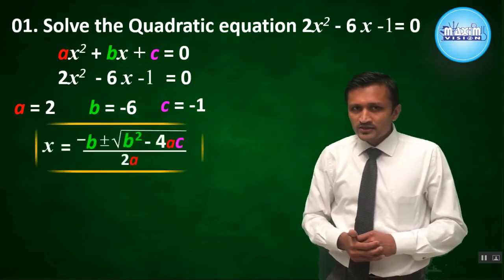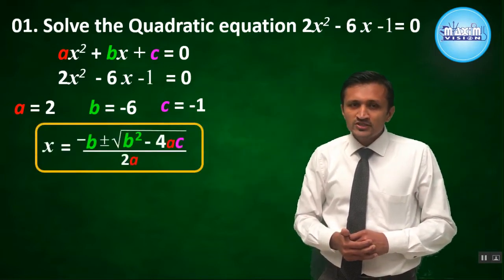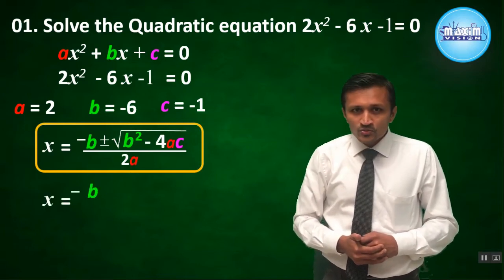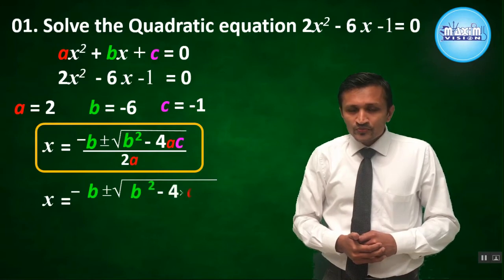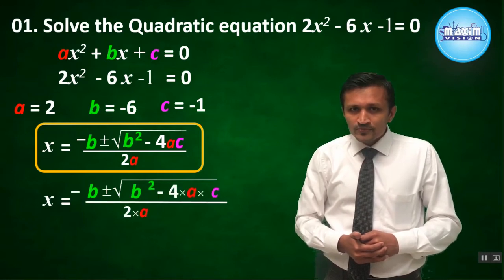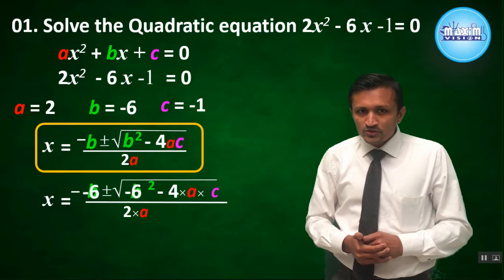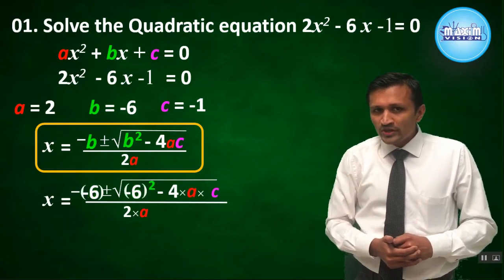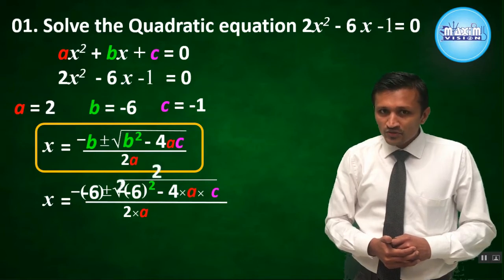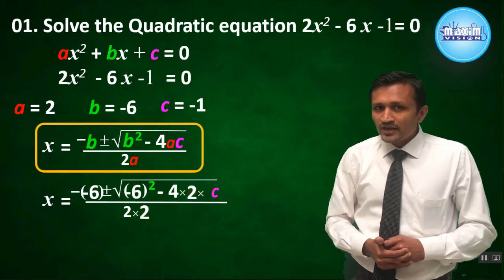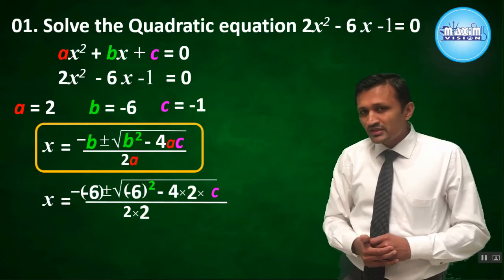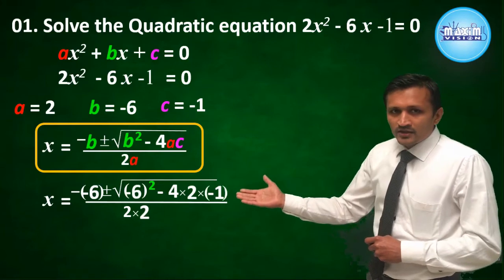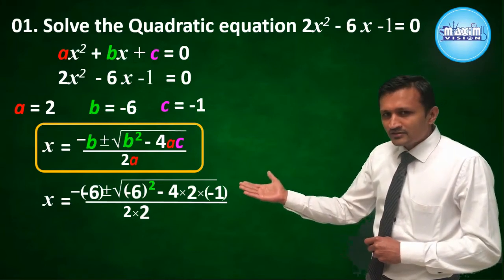The formula is x equals minus b plus or minus the square root of b squared minus 4ac, over 2a. Now we can substitute the values: b is minus 6, a equals 2 instead of a in the formula, and minus 1 for c in the formula this way. Very easily we can handle these numbers.